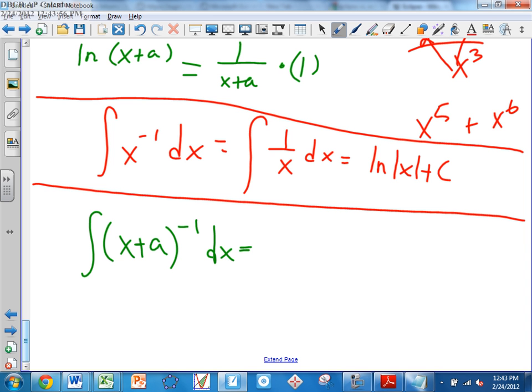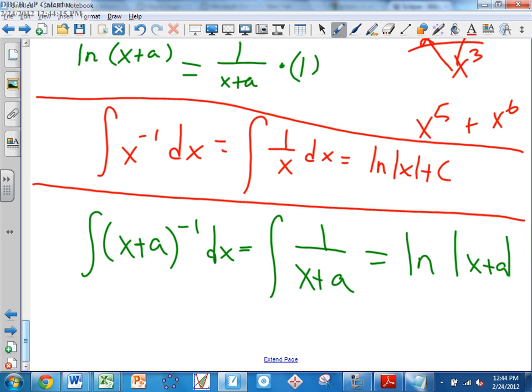So the same thing applies here. If we want to know what the integral of this is, we think of it as 1 over x plus a, which is what we have right here. Well, how did we get this? We got it from the natural log. So how do we get rid of this? We go back to here. So this turns out to be the natural log of x plus a plus c.